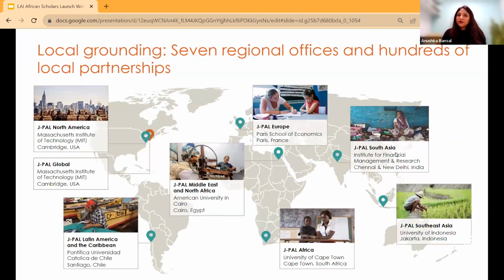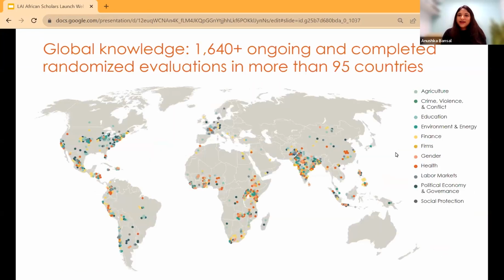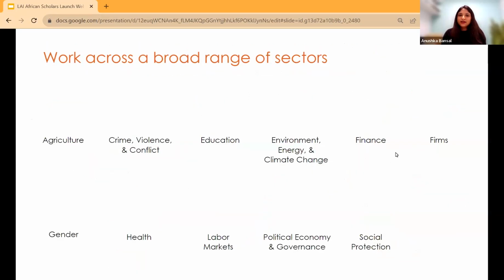In addition to our global office at MIT, where most of my global colleagues are based, we also have 7 regional offices and many more satellite offices around the world. Our teams in these local offices understand local issues, contexts, and languages and form close relationships with partners like governments, advocacy organizations, and NGOs to build up a culture of evidence-informed policymaking throughout the world. J-PAL researchers have run more than 1,600 randomized evaluations in more than 95 countries around the world.